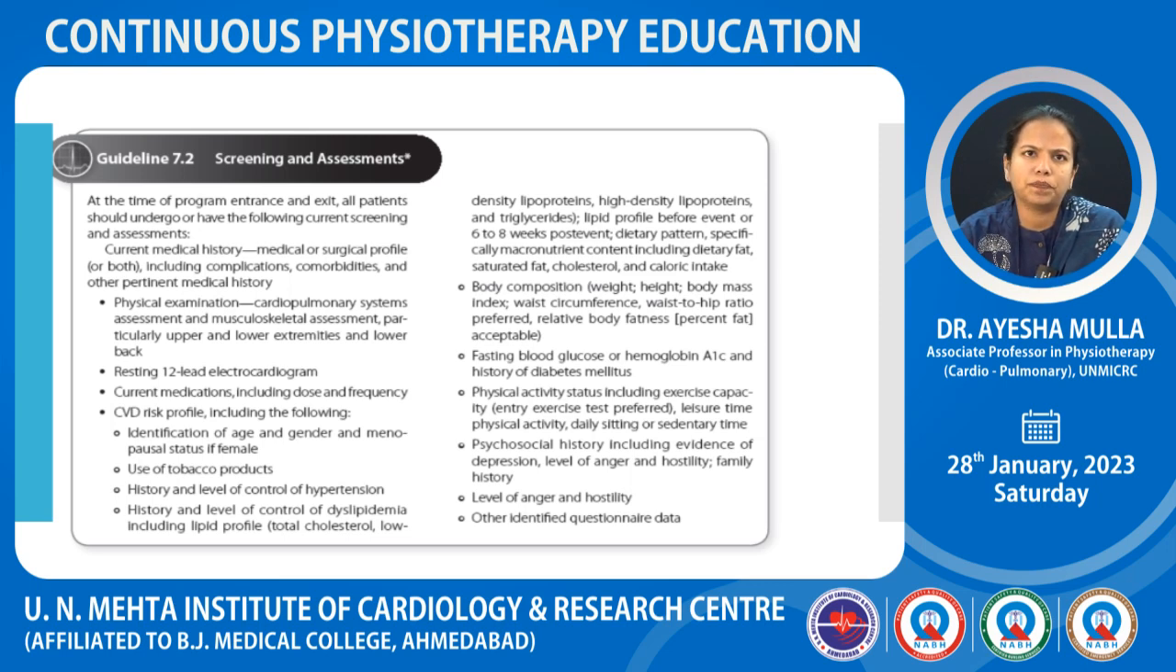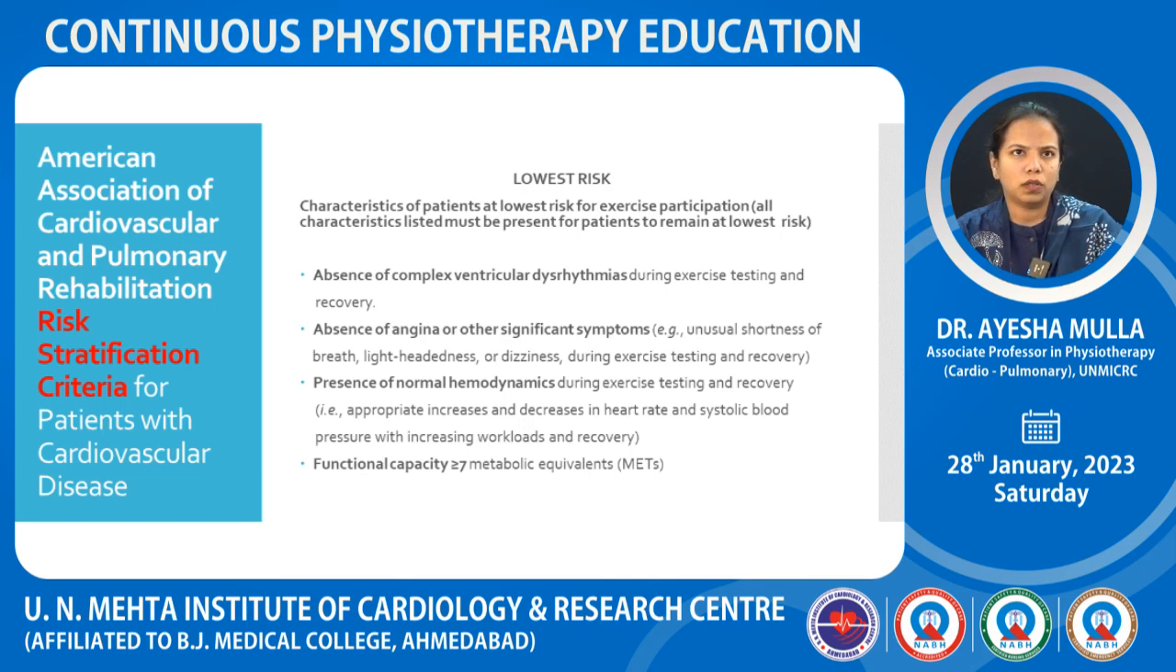So the American Association of Cardiovascular and Pulmonary Rehabilitation has given the risk stratification criteria for patients with cardiovascular diseases. So overall, all the patients are divided into 3 categories, that is low risk, moderate risk and high risk categories. So while giving cardiac rehab, we have to see which category the patient falls under, and the monitoring will be based on the risk stratification.